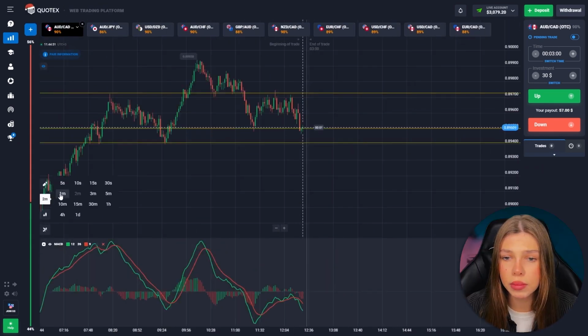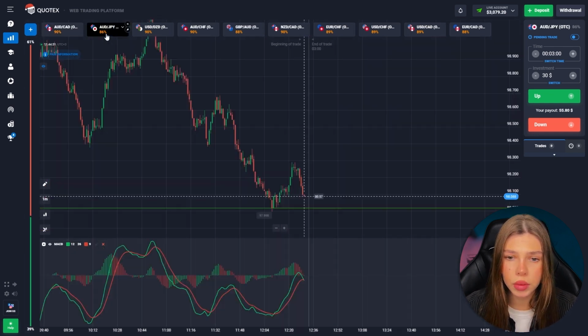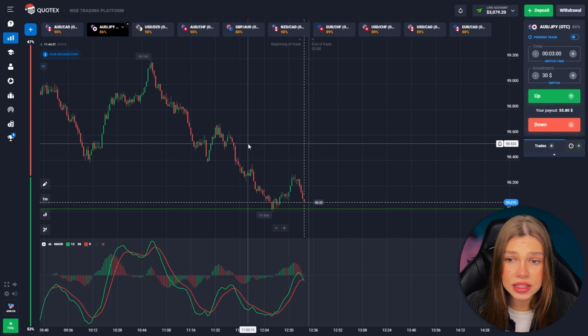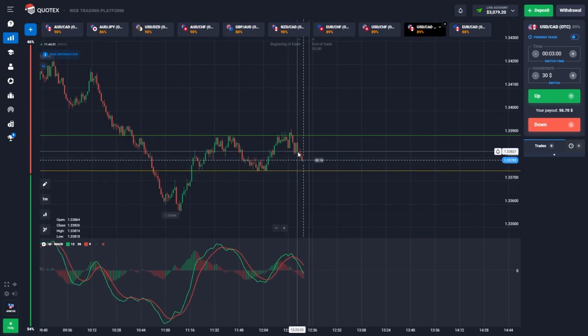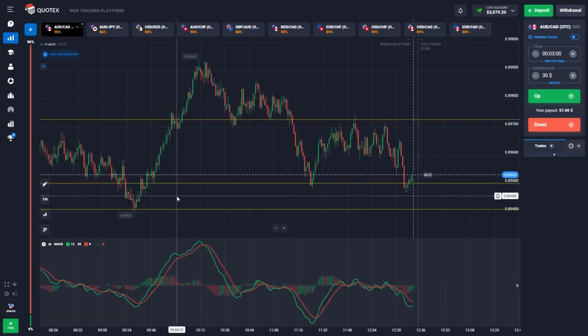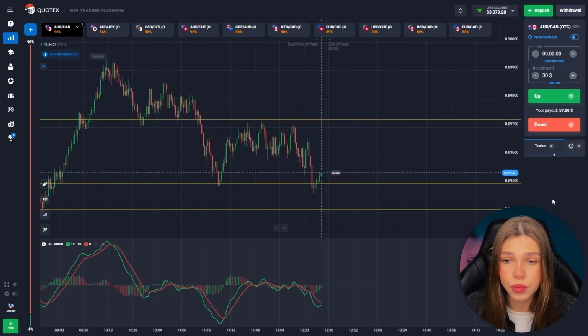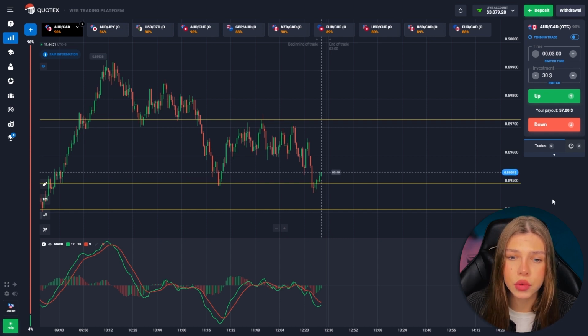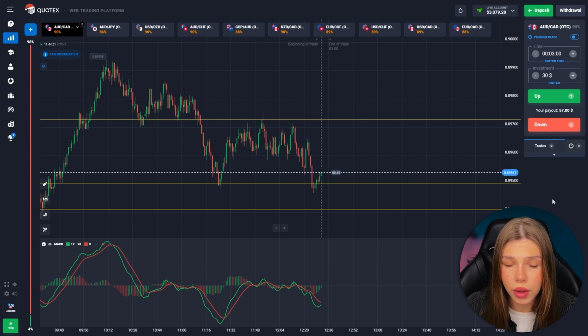Let's move to 1 minute and look for the entry point on it. I remind you that the entry point will be at the crossing on the average MACD indicator. Here we have an interesting moment. We had a false breakdown of the support line, and if now the indicator shows us the crossover of the moving average, that is, the green one will cross the red one, then we can open a deal on the rise. So let's wait.